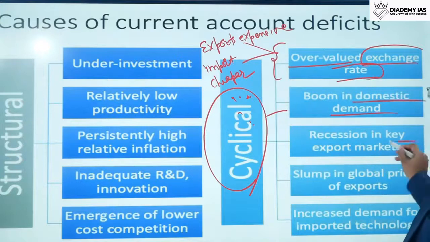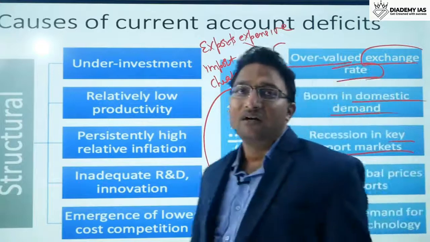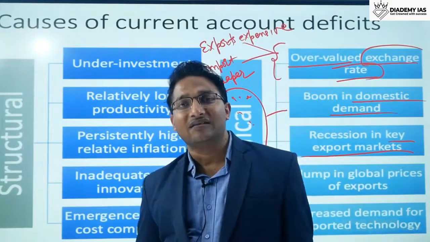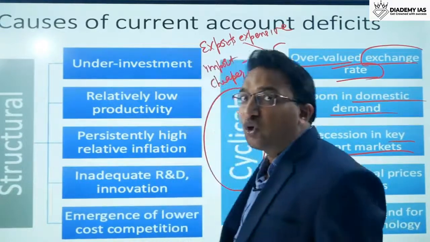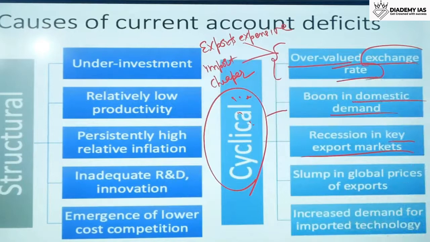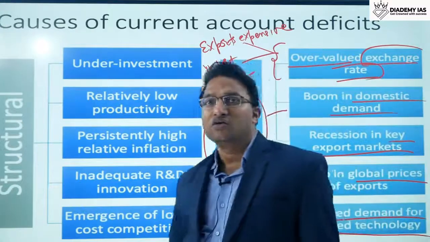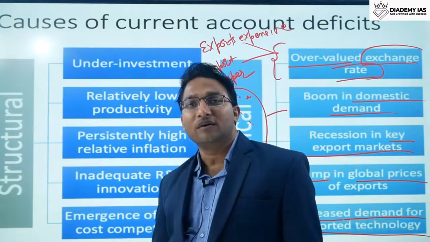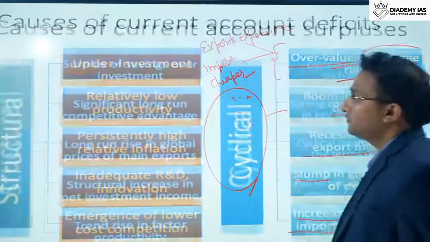Recession in the key export market. After the 2008 financial crisis, there was huge recession in countries like the USA, European countries, and other developed Western countries. Because of that, the exports get reduced. Slump in the global prices of exports. This is also possible. Increase in the demand for imported technology. We are a developing country and we need more and more technology. So because of that, the imported technology becomes more and our imports get increased.